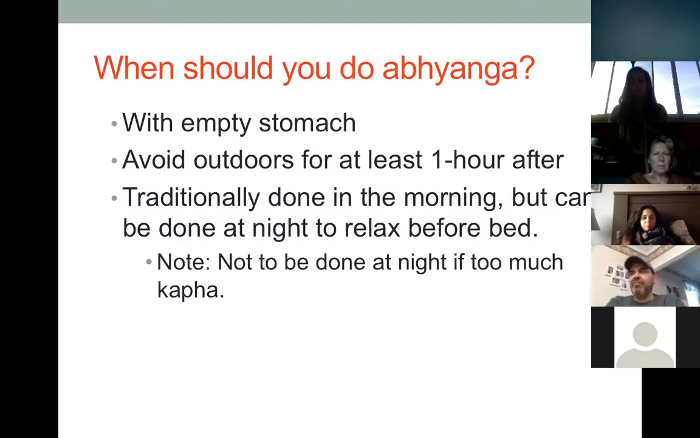But it can also be done at night as long as it's not right next to a meal, right? And it's very relaxing if done at night. The only thing to say is if you have too much kapha, too much earth and water element, and that can be expressed in many different ways, but it's that kind of heavier element, you might not want to do it at night because it increases heaviness, right? Heaviness in the body, lethargy, if you had any of these kinds of symptoms.